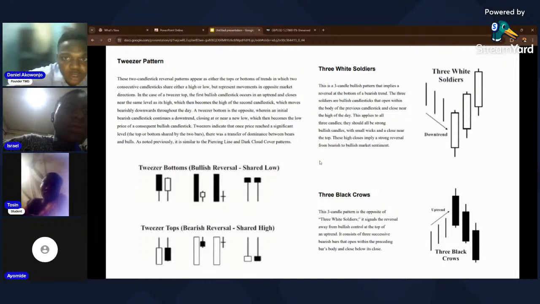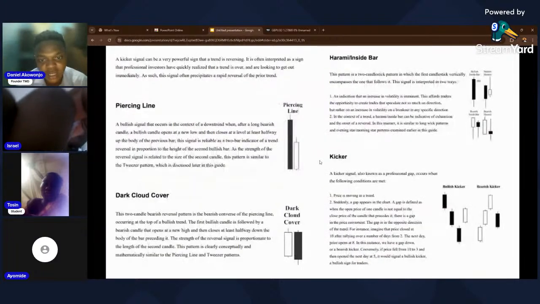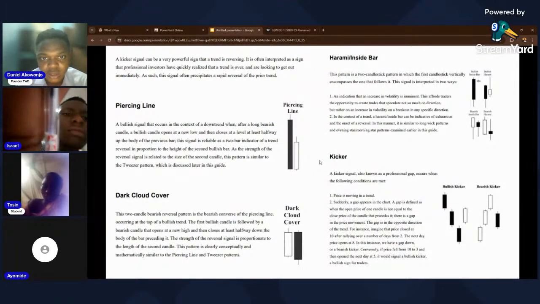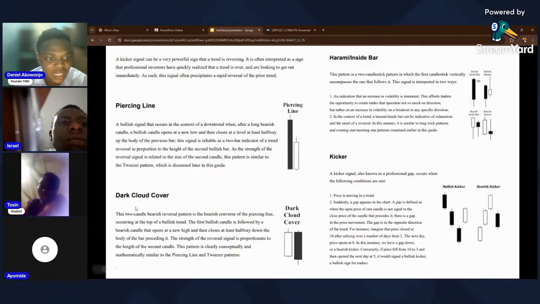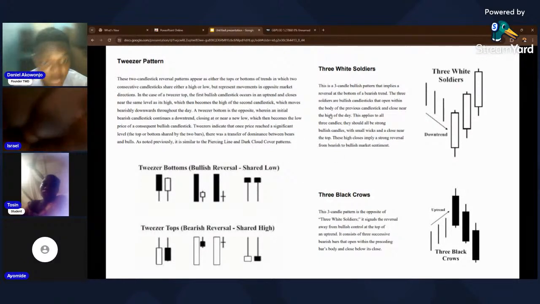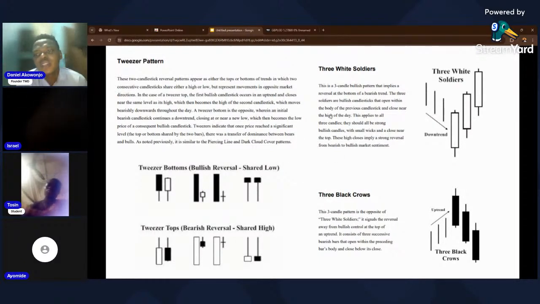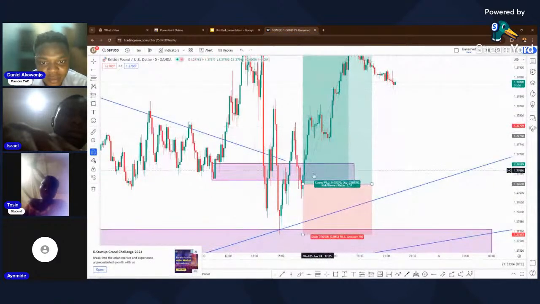These are candlesticks that you can't do without in the market. You have to pay attention to them. I'll still come back to the harami, kicker, piercing line, and dark cloud cover. But let's come to these three important candlesticks: the three white soldiers and the three black crows. These are confluences that are like crazy. When you see these candlesticks, you don't want to think about it twice. You want to go in and follow that trend.